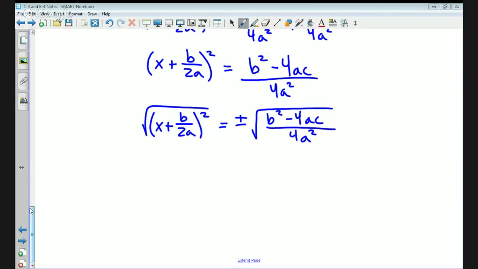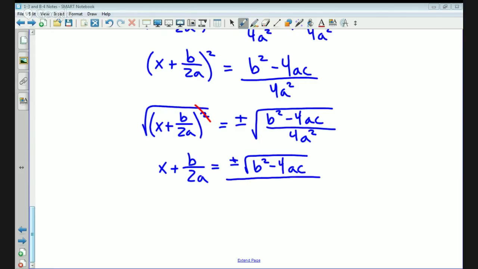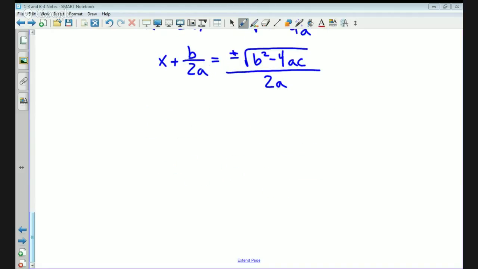And on the left side, we get our square and square root, undoing each other, thankfully. We get x plus b over 2a equals, I can still do the numerator and denominator separately, so my plus or minus the square root. I don't know what the square root of b squared minus 4ac would be, so I'm just going to leave that as what it is. But down below, the square root of 4a squared, square root of 4 is 2, square root of a squared is a, so I can just have 2a in the denominator. And last but not least, I need to subtract away b over 2a from each side to get the x alone.